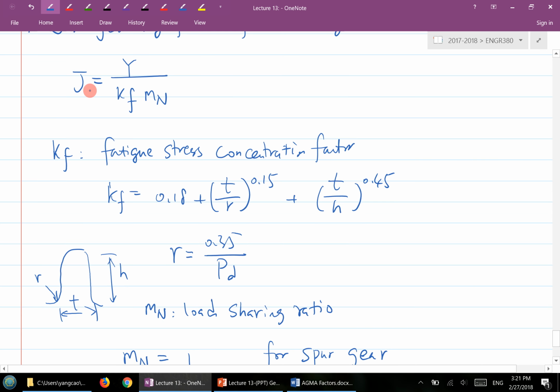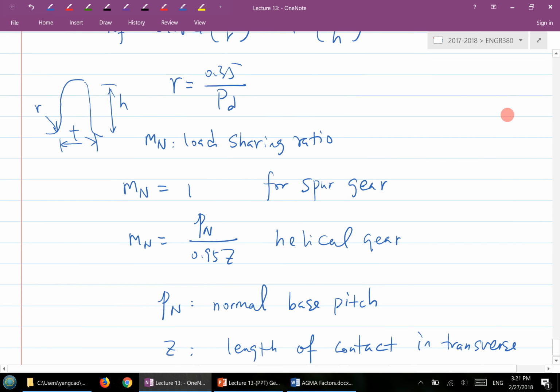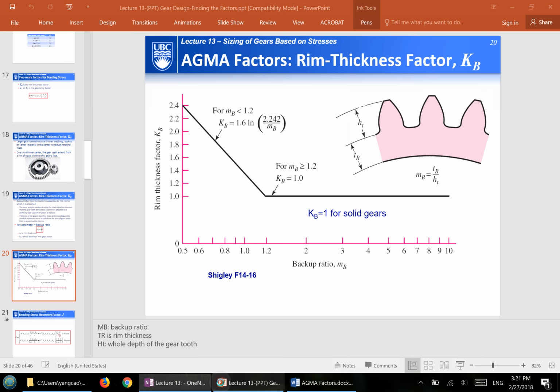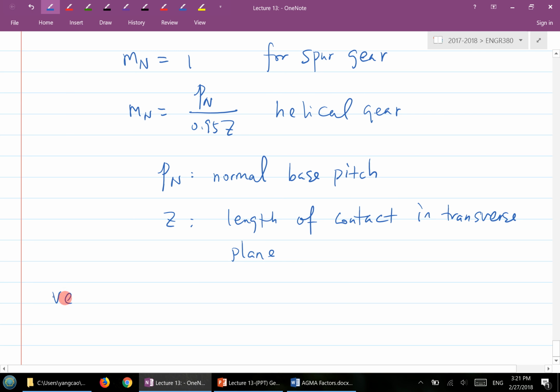But what we're going to do is use a figure. I'll show you in the next lecture. Basically, we don't use the formula. We use a figure in our textbook for the J values. So we'll look at that in the next lecture.